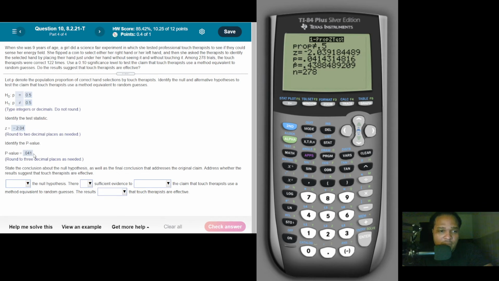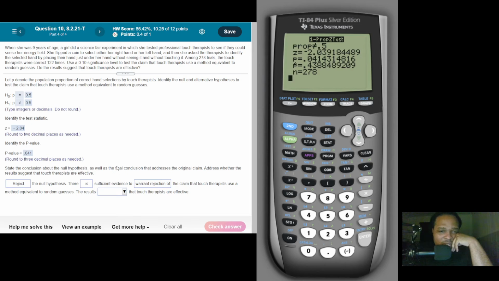So our p-value, which is 0.041, is less than our sig, so we're going to reject. When you reject, there is enough evidence. Now we're using the two-tailed test, so we're going to say warrant rejection. Using more the results.